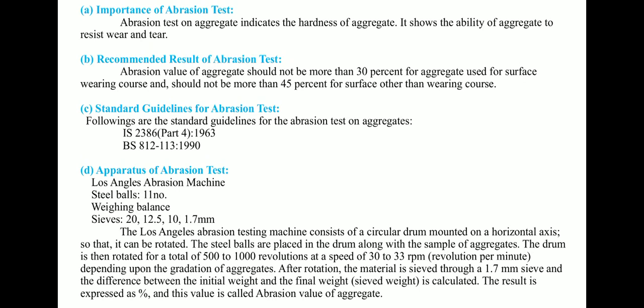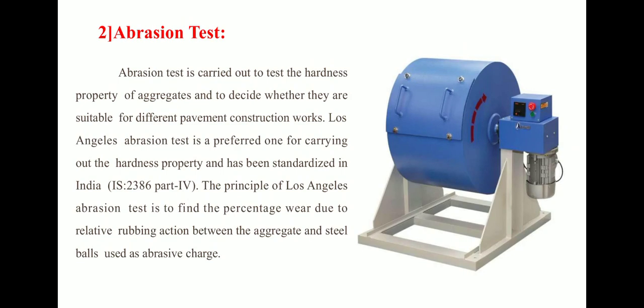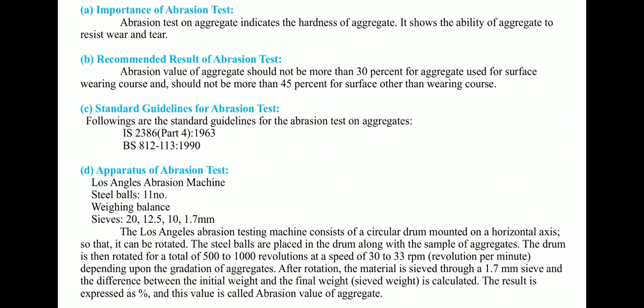Now, what exactly happens? The Los Angeles abrasion testing machine consists of a circular drum mounted on a horizontal axis. So, this blue color is nothing but a drum mounted over a horizontal axis. Ultimately, this drum will rotate in a vertical plane. The steel balls are placed in the drum along with the sample of the aggregate. The drum is then rotated for a total of 500 to 1000 revolutions at a speed of 30 to 33 rpm, depending upon the gradation of aggregates.